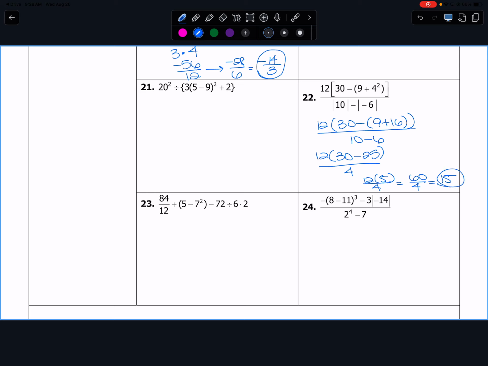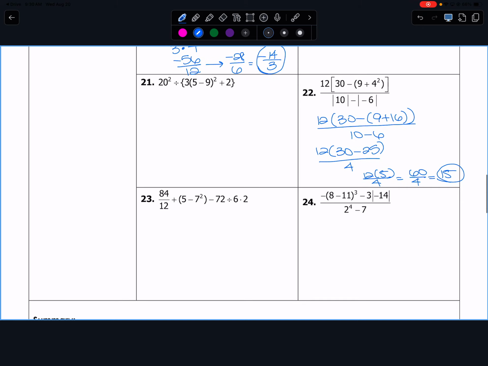Yeah, so the brackets are the same thing as the parentheses. But since you have parentheses inside parentheses, it's like those nested dolls. You have to start with the one that's the furthest in and then simplify on your way out. All right, and then we'll do ourselves a little number 24. Any questions about 22?